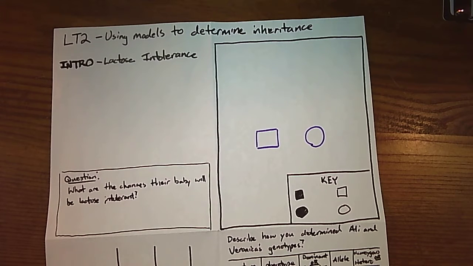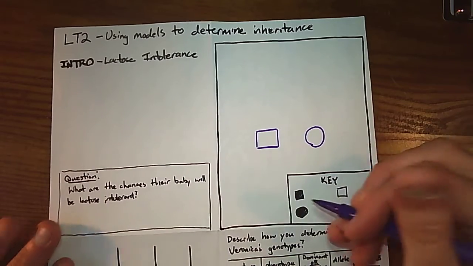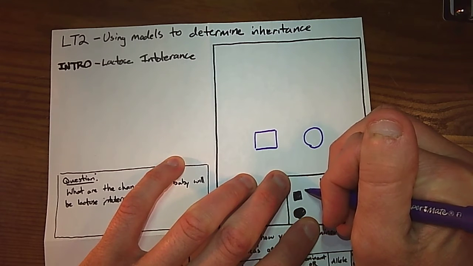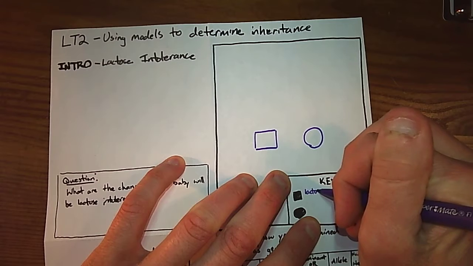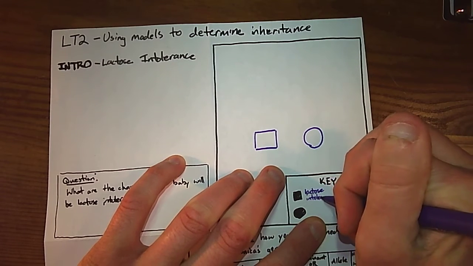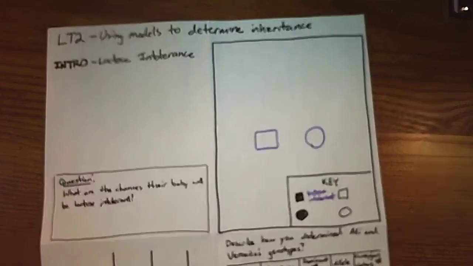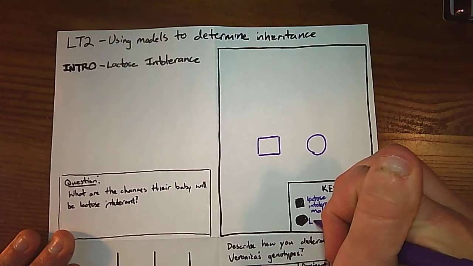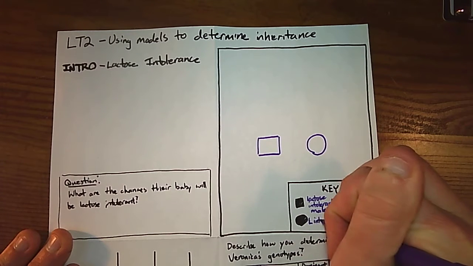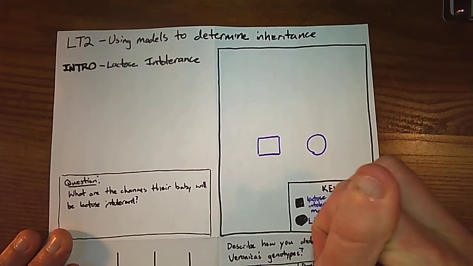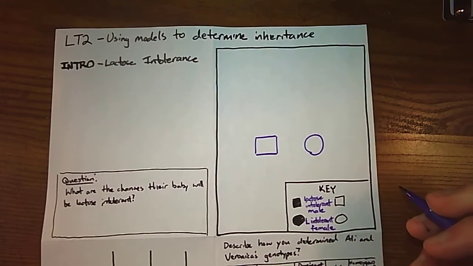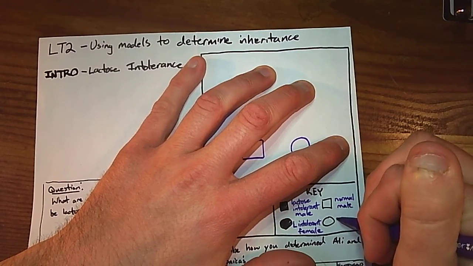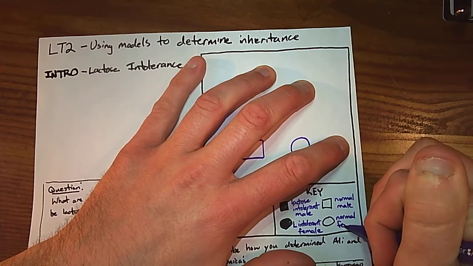All right. So the first thing I'm going to do is make a key. In this case, if you're shaded in, that means you're affected. So we're going to call this lactose intolerant male. Man, I'm running out of room quick. And this way, let's just do an abbreviation. Lactose intolerant female. And then if you're not shaded in, that would just be normal male and normal female. Squares are male, circles are female.